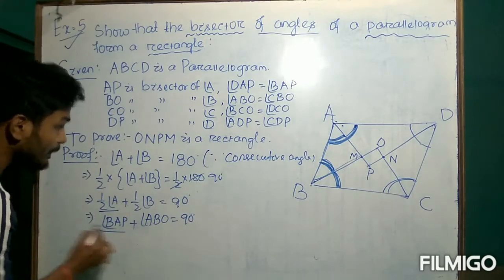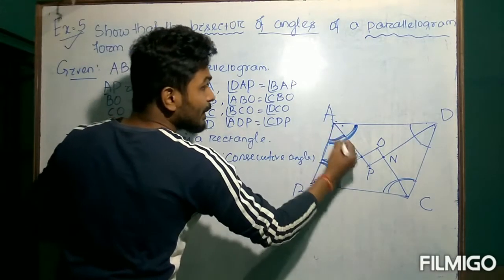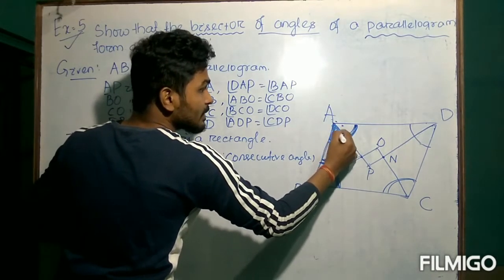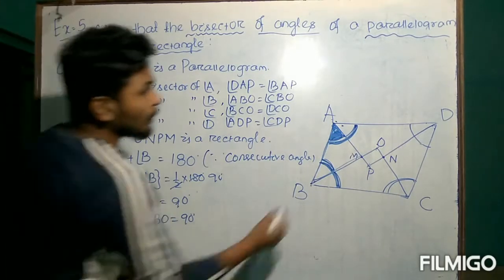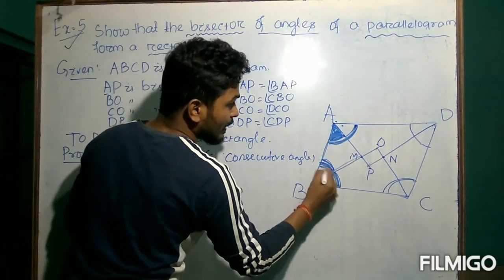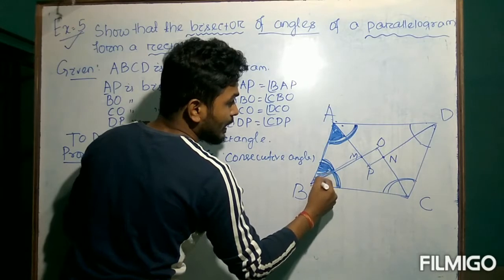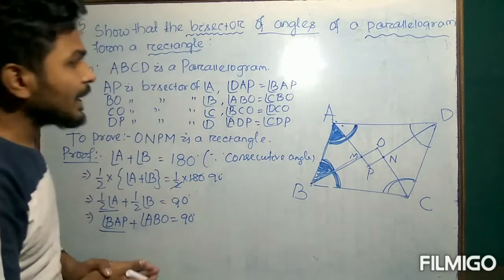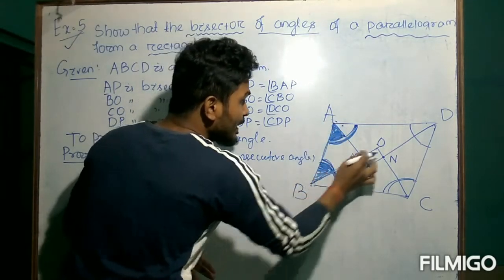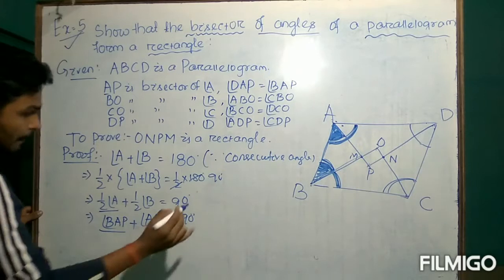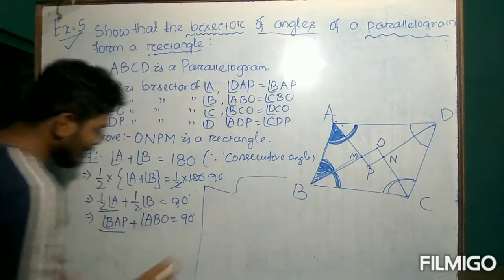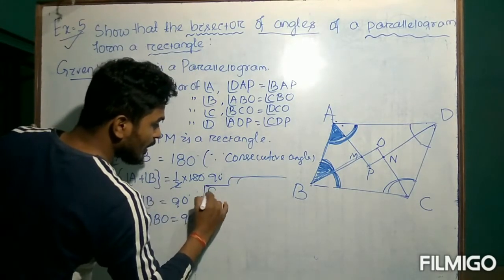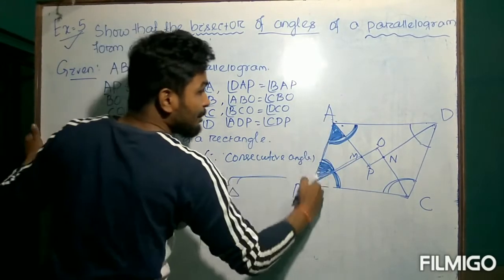So finally we have found BAP, this angle, plus ABO, this angle, right? So the sum of these two angles is 90 degree. Done. Next, if we consider triangle ABM, we will consider which triangle? I am writing here. You can write just below it. Okay. So for triangle ABM.